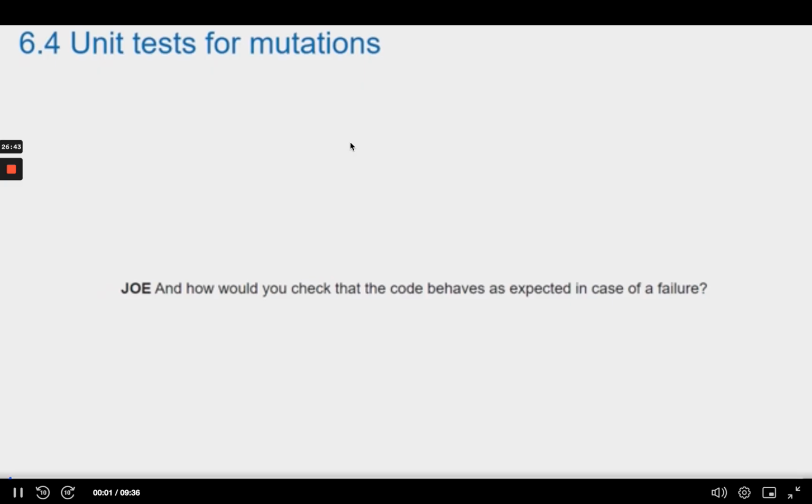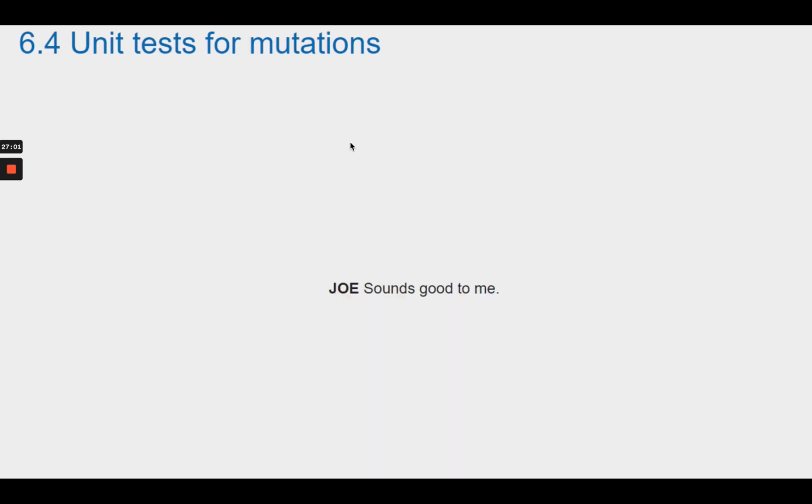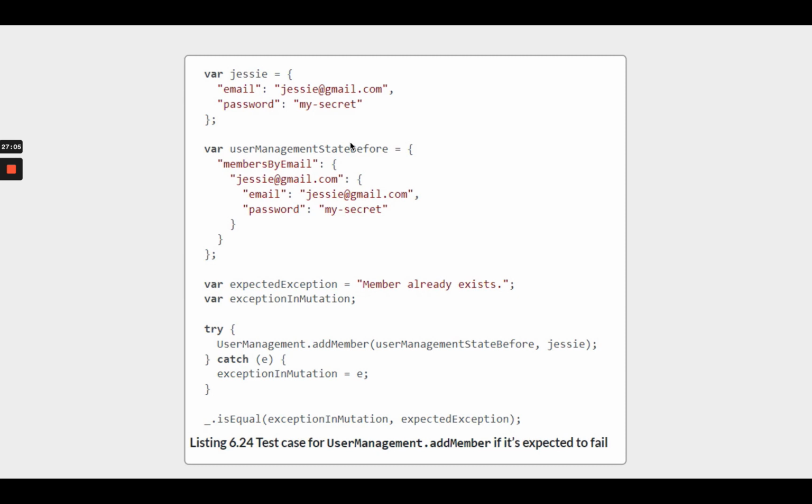Joe: And how would you check that the code behaves as expected in case of a failure? Theo: Let me see. When a member already exists, usermanagement.addMember throws an exception. Therefore, what I need to do in my test case is to wrap the code in a try/catch block. Joe: Sounds good to me. Once again, it doesn't require too much of an effort for Theo to create a new test case. When he's finished, he eagerly turns his laptop to Joe.